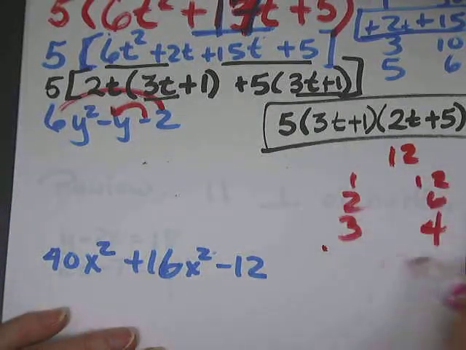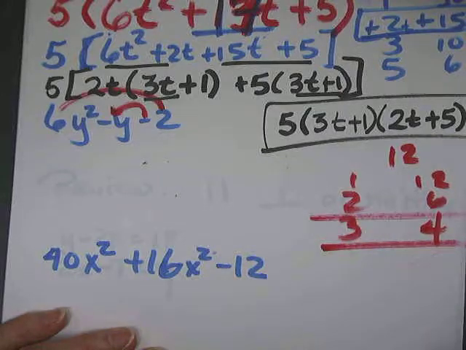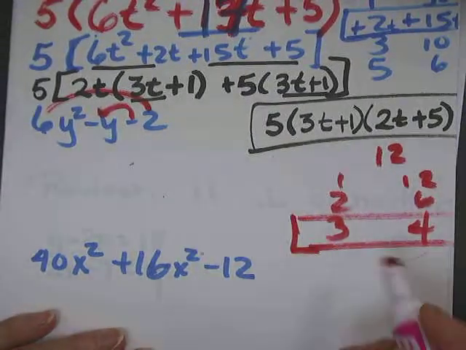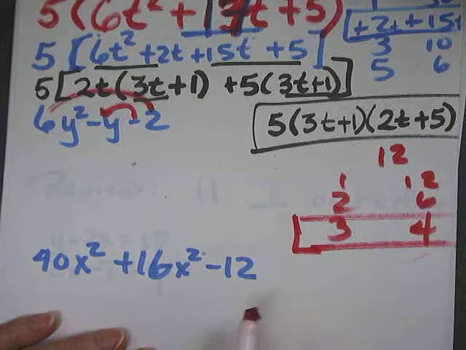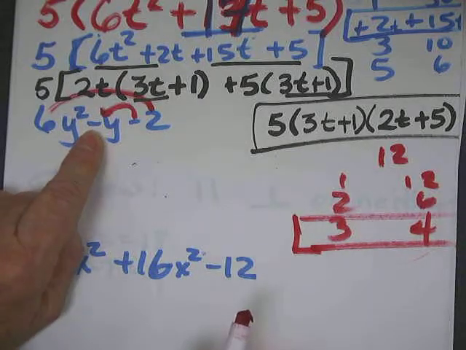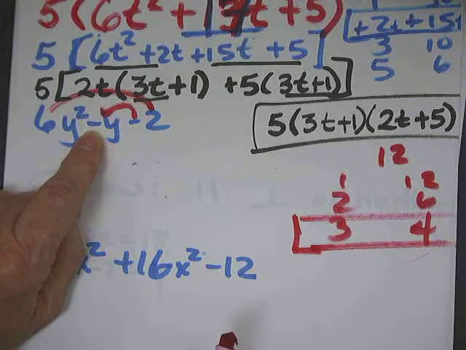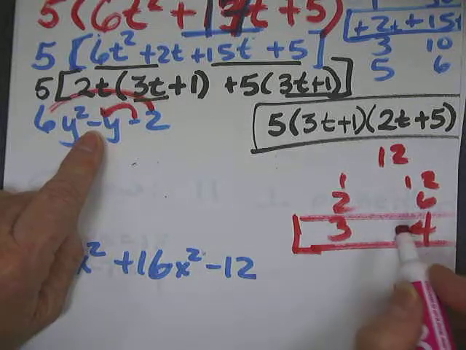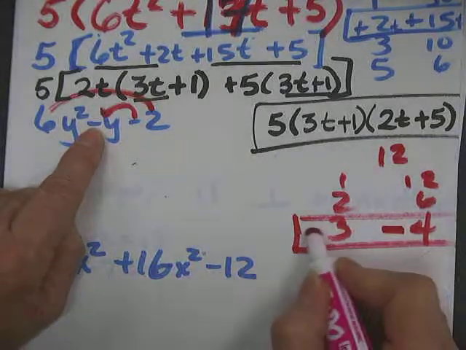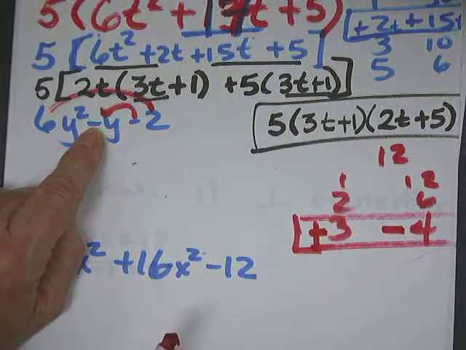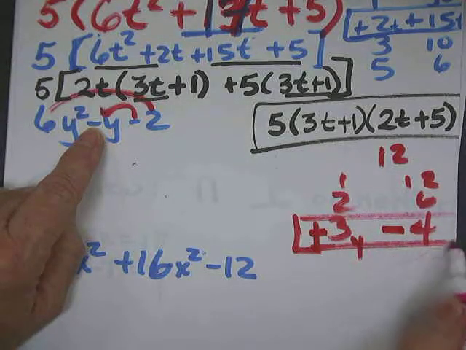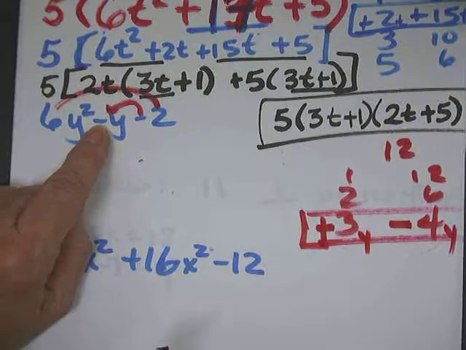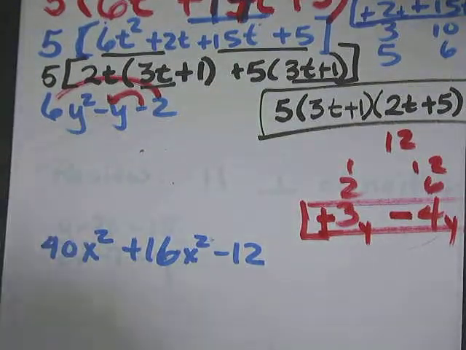6 times 2? 12. 1 times 12, 2 times 6, 3 times 4. Which one subtract to give you 1? 3 and 4. Minus 3 plus 4? Yes.